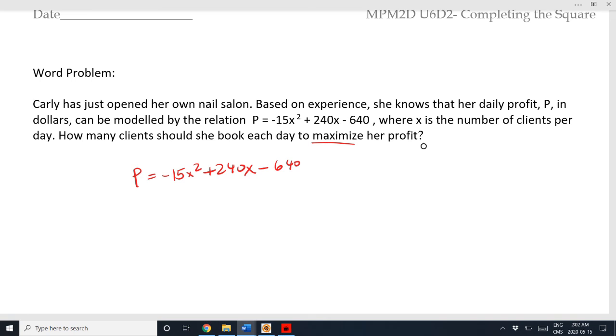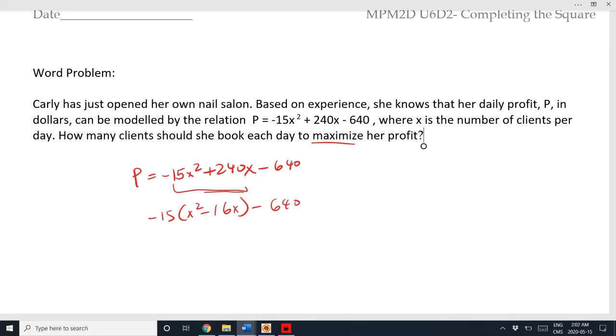And so the first thing we notice here is that the x squared value is not by itself. So we want to get it by itself. So let's factor these first two terms here. And if we do that, we factor out a negative 15, we'll be left with x squared. And 240 divided by 15 is going to be negative 16x. And we still have the negative 640 on the outside here.